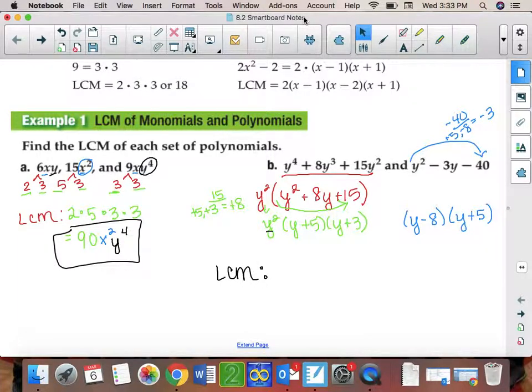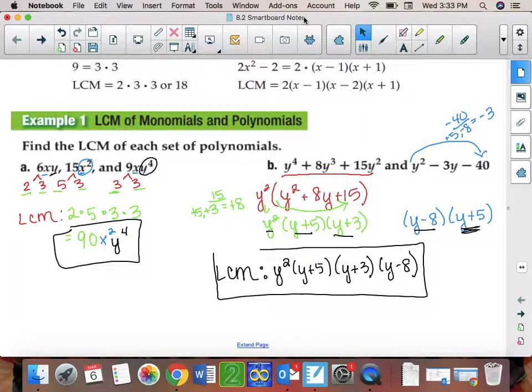So I see a y squared, I see a y plus 5, I see a y plus 3, I see a y minus 8, and then this y plus 5 is already listed right here, so I don't have to write it again. And so the LCM of this is here. So there's my least common multiple.